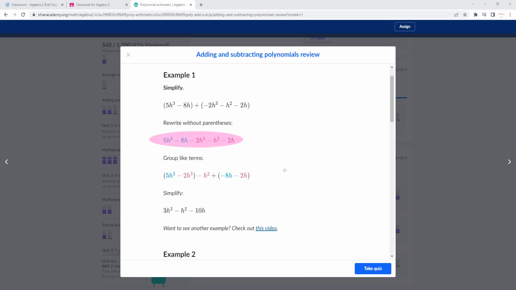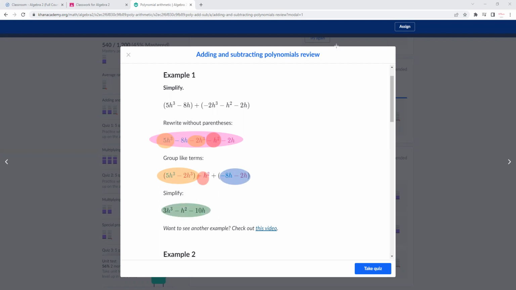It says group like terms. So remember, like terms must have the same variable, same exponent, which is why they wrote 5h to the third minus 2h to the third. They will put the h squared all by itself because that can't go with anything. And then we have the negative 8h minus 2h. So once you combine the like terms, you get 3h to the third minus h squared minus 10h.